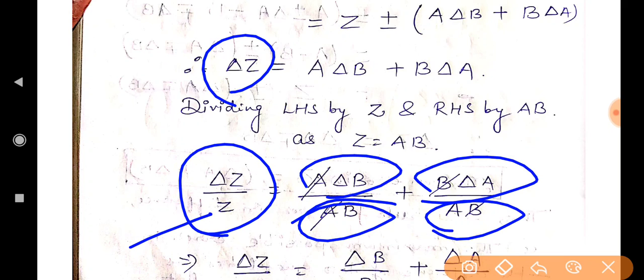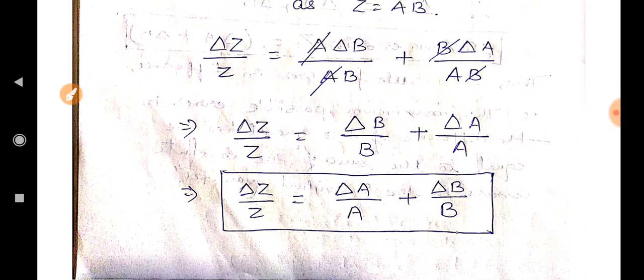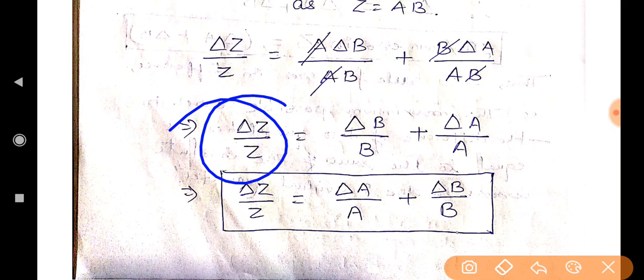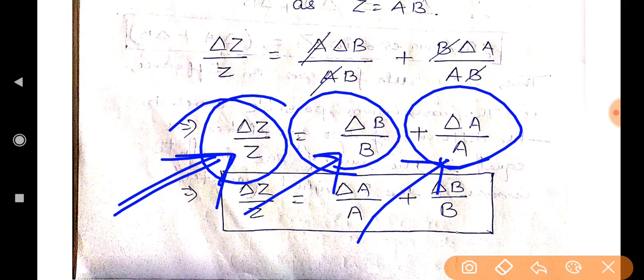Dear students, look at the LHS, the value of Z is AB, so I have written Z in place of AB. You don't have to worry about that. Here AB and here also AB, and AB is replaced by Z. So we get delta Z by Z equals delta B by B plus delta A by A. This is known as relative error or fractional error.